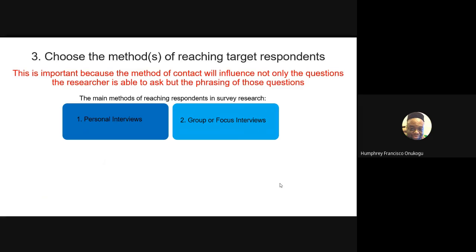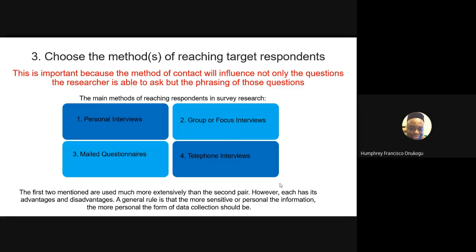And if it's a question that will be addressed to a group, are you going to mail it to them? And the last one is telephone interview. These are the common ones. The first two mentioned are the most extensively used compared to the second pair. However, each has its own advantages and disadvantages. A general rule is that the more sensitive or personal the information, the more likely the answer you're going to get, and the more careful you have to be in the designing, okay?